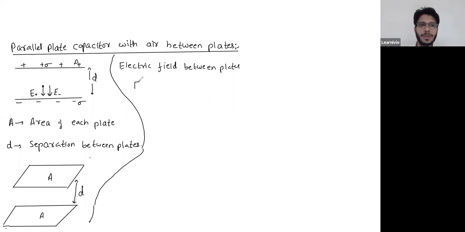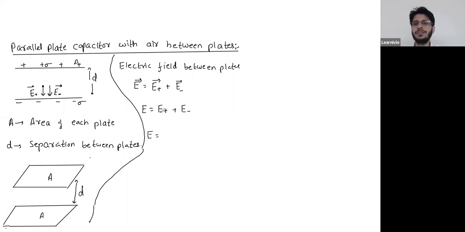So in between the plates, your electric field E is, see, both positive and negative are acting in the same direction. So you can simply add them up. For a positive charge, the direction of field is away from the charge. For a negative charge, the direction of field is towards the charge. Next, you can write this as E plus and E minus are acting in the same direction, so it's simply E plus plus E minus. You can simply add them up algebraically.